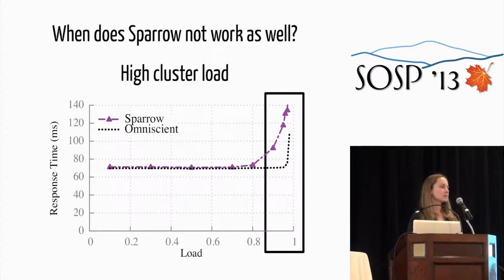Now, I'd like to end with a discussion of when Sparrow doesn't work as well. This graph is a blow-up of Sparrow using batch sampling with late binding from the simulation results from earlier. Sparrow maps almost identically to the omniscient scheduler until the cluster reaches high load, until load gets to be 90 or 95%. The reason for this is that high load is where you really need global visibility. There aren't a lot of choices for where to run a task, and you need to have more complete information about what's going on in the cluster in order to find the free slots in which to stick a new job.